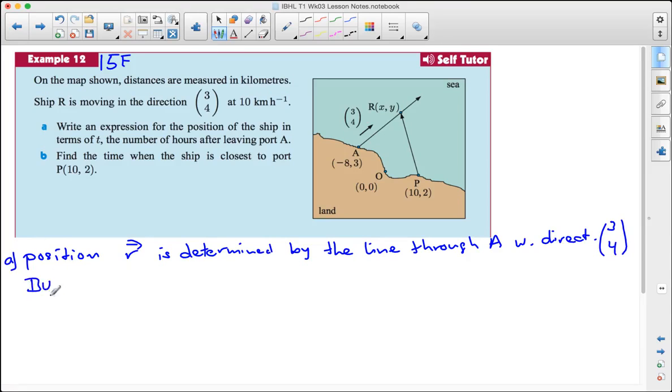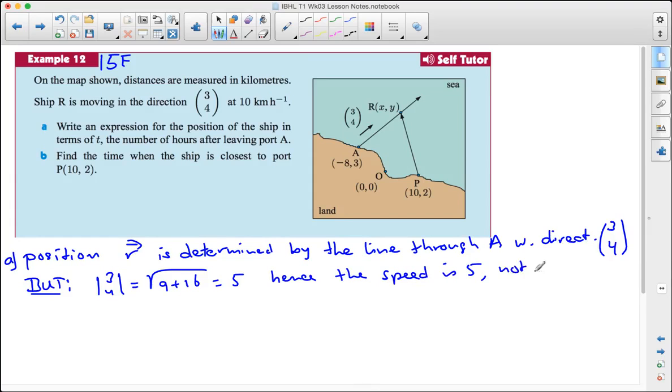But what about the speed? 3, 4, the length of 3, 4 is the root of 25, which is 5. Hence the speed is 5 and not the 10 that we want. So how are we going to make up for that? Because we want 10 kilometers per hour, not 5.